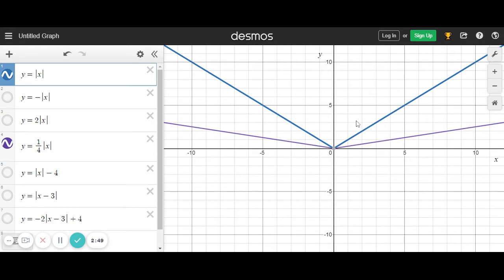So again, to recap this one, if you have an a value here of 1/4, that would be making the graph wider, or stretching it horizontally, or compressing it vertically.